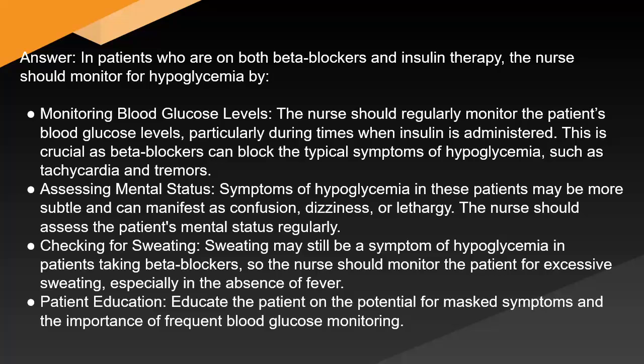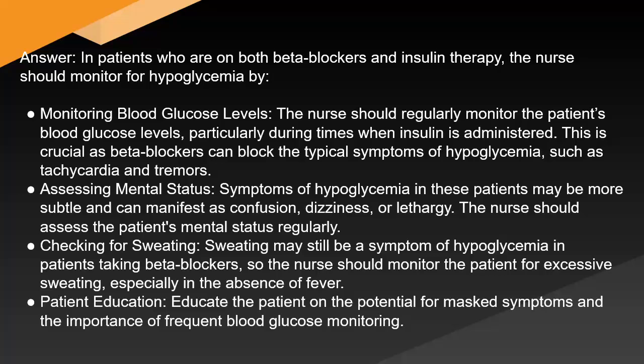blood glucose levels. The nurse should regularly monitor the patient's blood glucose levels, particularly during times when insulin is administered. This is crucial as beta blockers can block the typical symptoms of hypoglycemia, such as tachycardia and tremors. Assessing mental status. Symptoms of hypoglycemia in these patients may be more subtle and can manifest as confusion, dizziness, or lethargy.